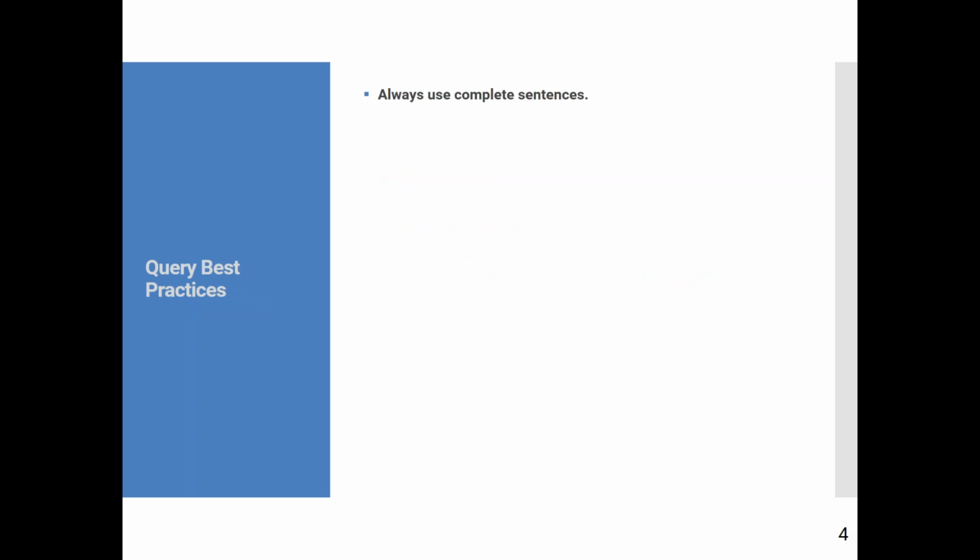Some of the best practices is you should always use complete sentences when querying. Sometimes it's easier, or when physicians speak to each other, they'll use shorter sentences or abbreviations. But whenever you write a query, you want to use complete sentences. It's actually easier to read. You want to include brief supporting details, pertinent positives and negatives.